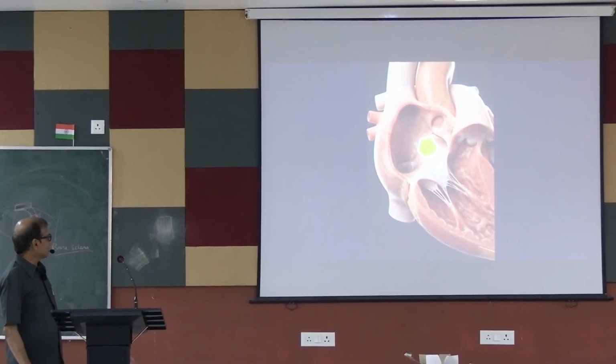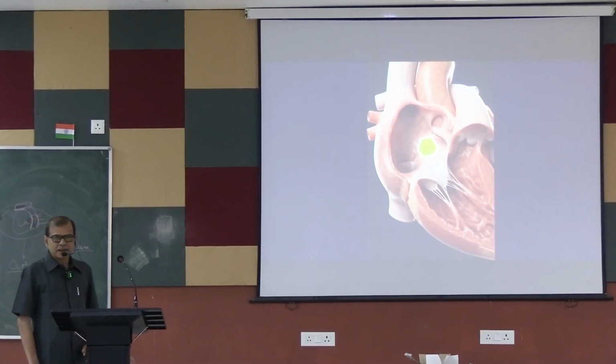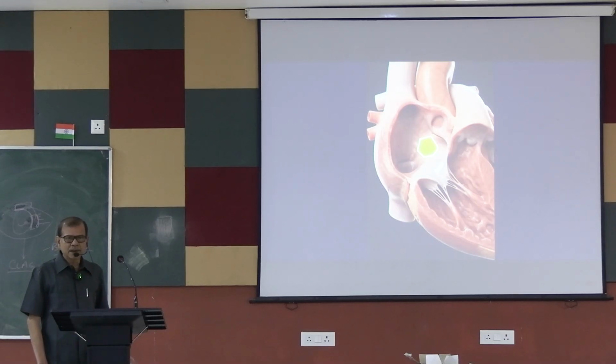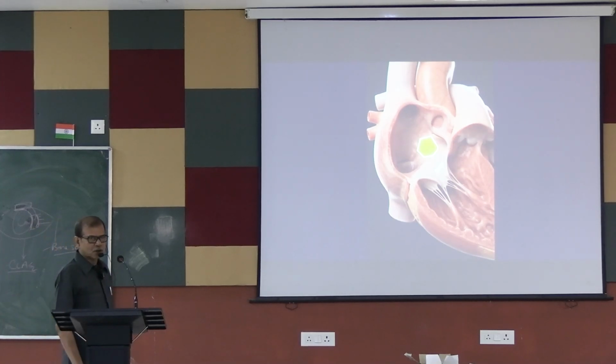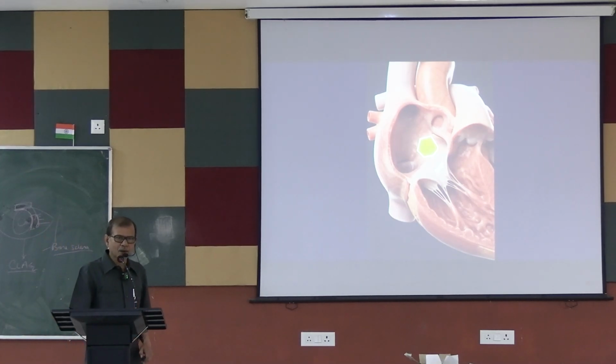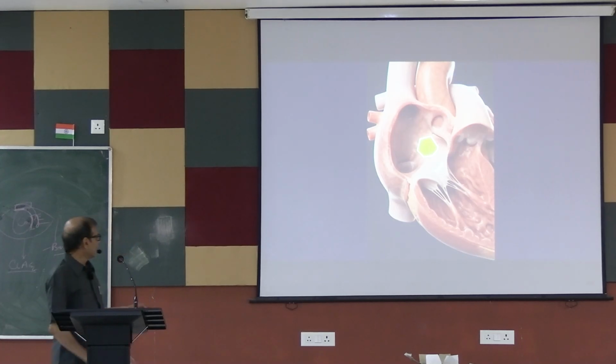Now this is the AV node. Location at the lower end of the interatrial septum, at the apex of the triangle of Koch. In this case there may be a spelling problem; in some places it is written Cox, in some places Koch. The universal spelling is Koch, K-O-C-H.